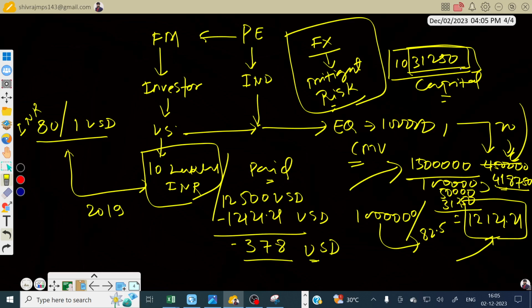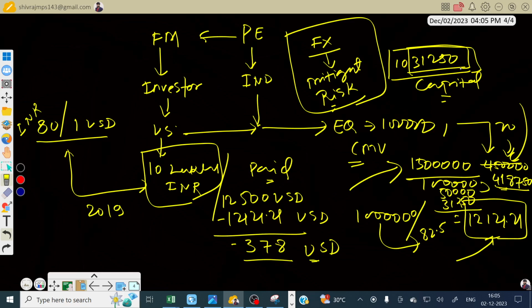Then how will they go ahead? Of course, they'll sign a put option, or maybe they'll sign futures or forward contracts, right? So it depends on their investment horizon. If it is long term, of course, then they'll go ahead with forward. If they have a medium-term investment horizon, then maybe they'll go ahead with futures. And if they have a short-term investment horizon, they can go ahead with options.